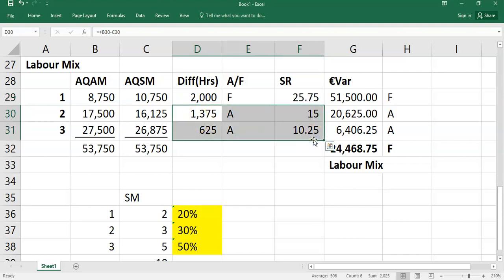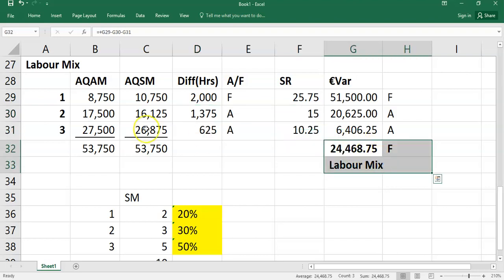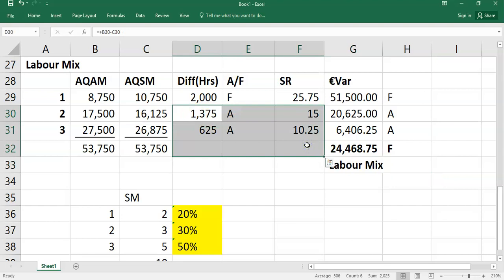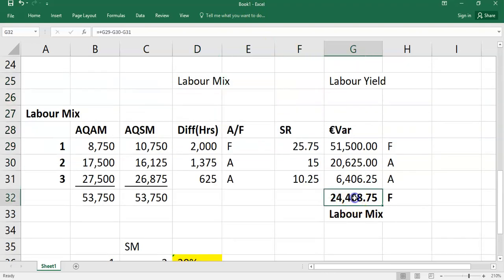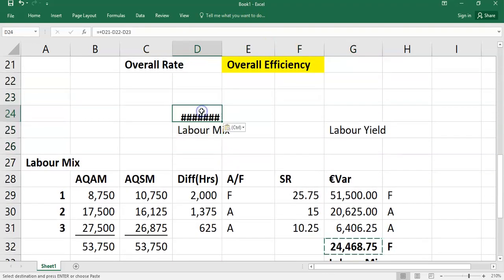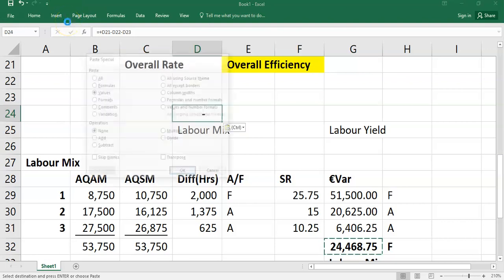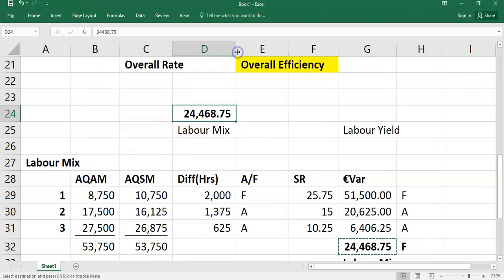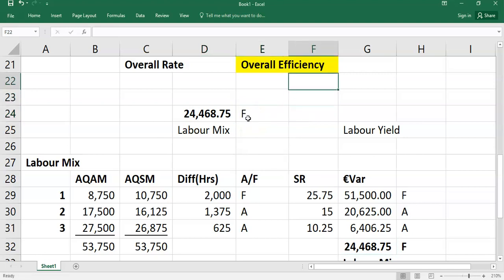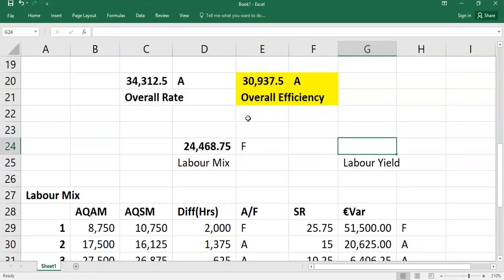Now we might see, will there be a link there between the labour mix variance and the yield variance? Because if you're using more unskilled labour, you might be saving money here, but you might be losing money in the ability of those workers to be as efficient in terms of yielding output. So if we come back up, we now know our mix is, just tidy it up, 24,468, and that's favourable. So you can actually back into what the labour yield must be.